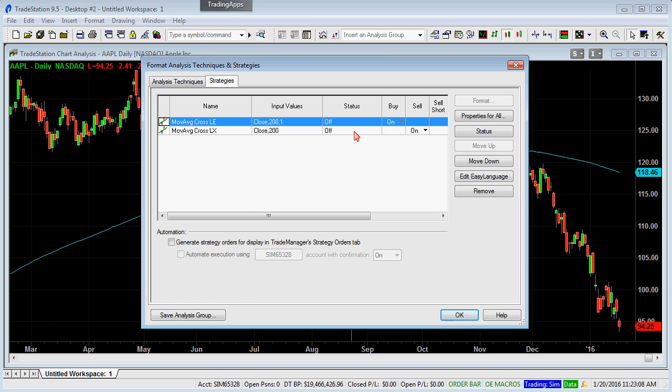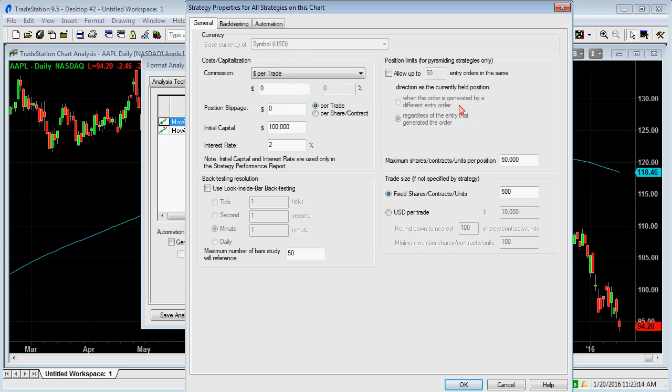So before I turn them on, I want to go here to Properties for All. That's where the max bars back setting is. Properties for All. And here on the General tab, if you look at the bottom left, maximum number of bars study will reference is set to 50. That doesn't update automatically. So if you have a calculation that uses 200, you have to come here and change that to at least the number of bars that it needs. I just need 200 bars to calculate the moving average. I'm setting this number to 200.